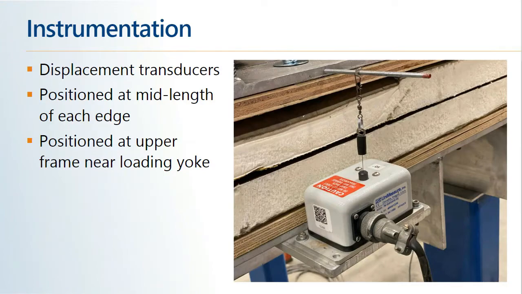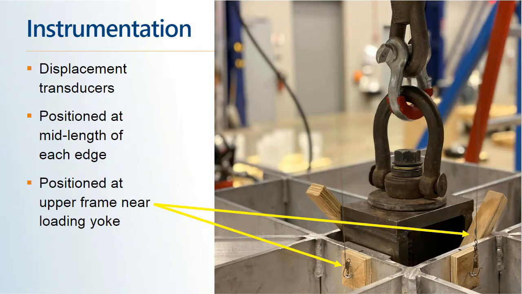So after the specimens were attached into the frame, we had some instrumentation attached to the specimens, and we used displacement transducers. We had one placed at the middle of each of the 4 sides, and then there were 2 additional placed in the upper frame near the loading yoke. The 4 on the sides would let us know if we were maybe getting some peeling or any irregularity like that, and the ones near the yoke would let us know if we were getting any deflection in the testing frame.